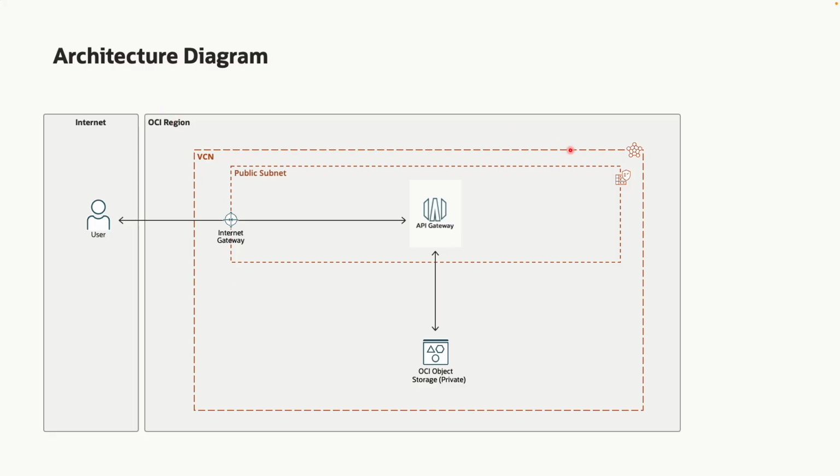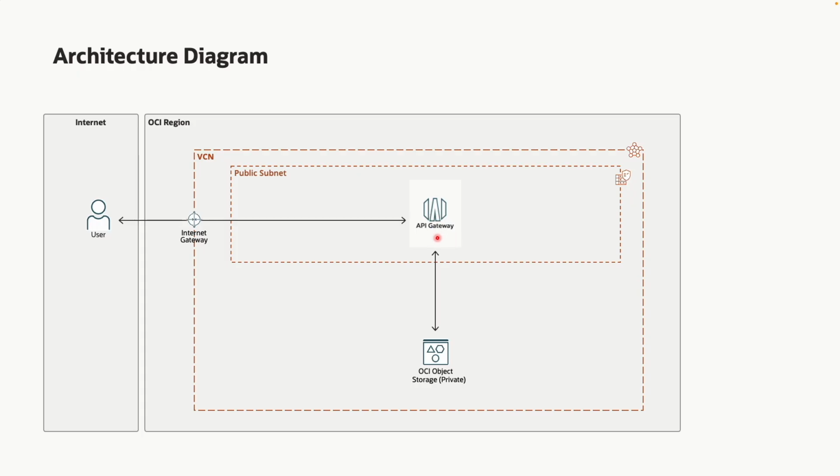So here we have OCI region. Inside this we have created VCN. Inside VCN we will create one public subnet, okay, and there is an internet gateway attached to the VCN. So end user like you will access the static website through the internet gateway, and it reaches to the API gateway, and from API gateway it reaches to OCI object storage bucket.